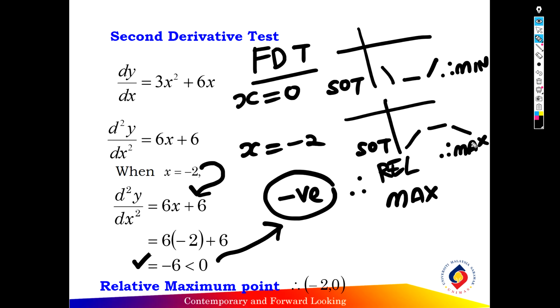Using the first derivative test, you sketch a table. In the first row you put the value of x, second the first derivative dy over dx, and then the shape of the tangent. The shape of the tangent decreases, is horizontal, and increases, so here is the minimum point. For the second value, x equals -2, the shape of the tangent from the left increases, is horizontal, and decreases, so here is the relative maximum point. You can choose the first derivative test or the second derivative test to find the relative maximum or relative minimum point.